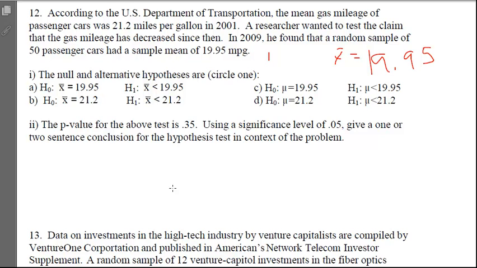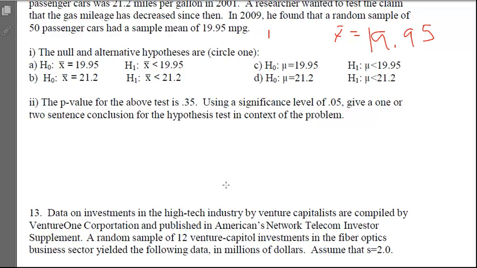Here's another question where we're going to identify the null and alternative. The null and alternative will have a parameter in it, not a statistic. Remember, X bar, because it comes from a sample, is a statistic. So X bar will never be in your null and alternative. And so we can eliminate A and B right off the bat. And so it's either going to be C or D. Remember, the sample mean never goes into your null or alternative. So 19.95 will not be in the null or the alternative because it represents your sample data. Your sample data never goes in the null or the alternative.